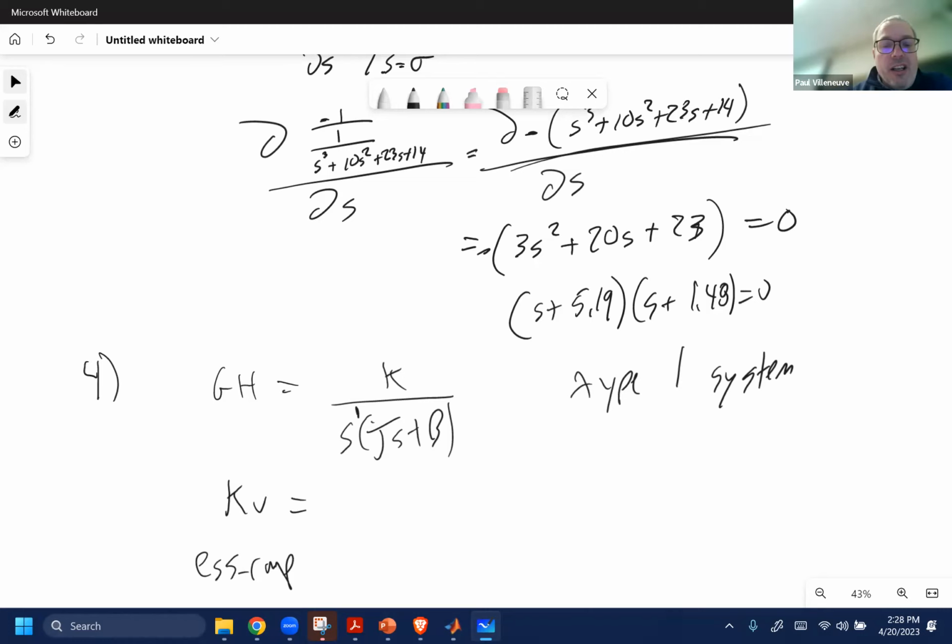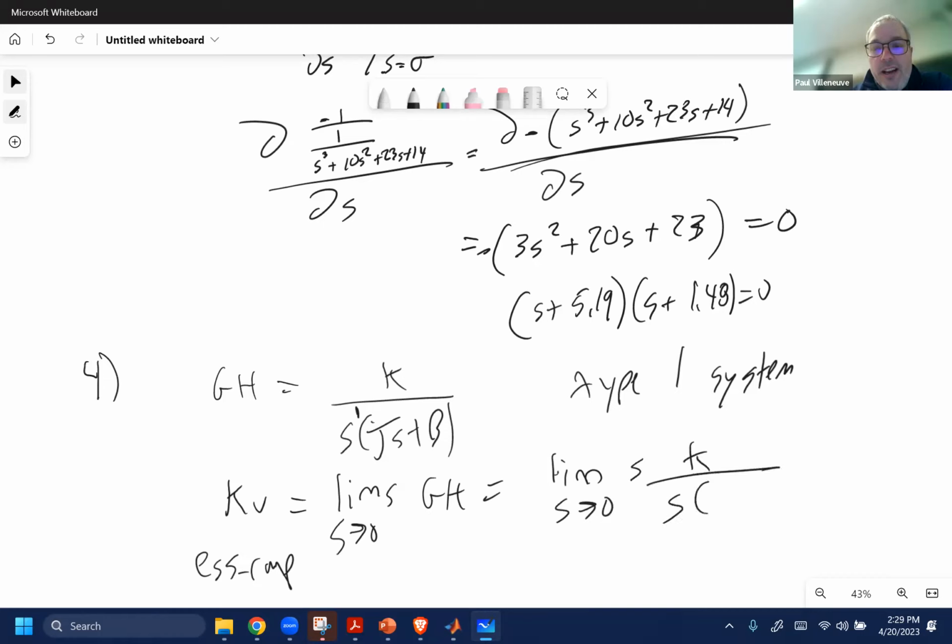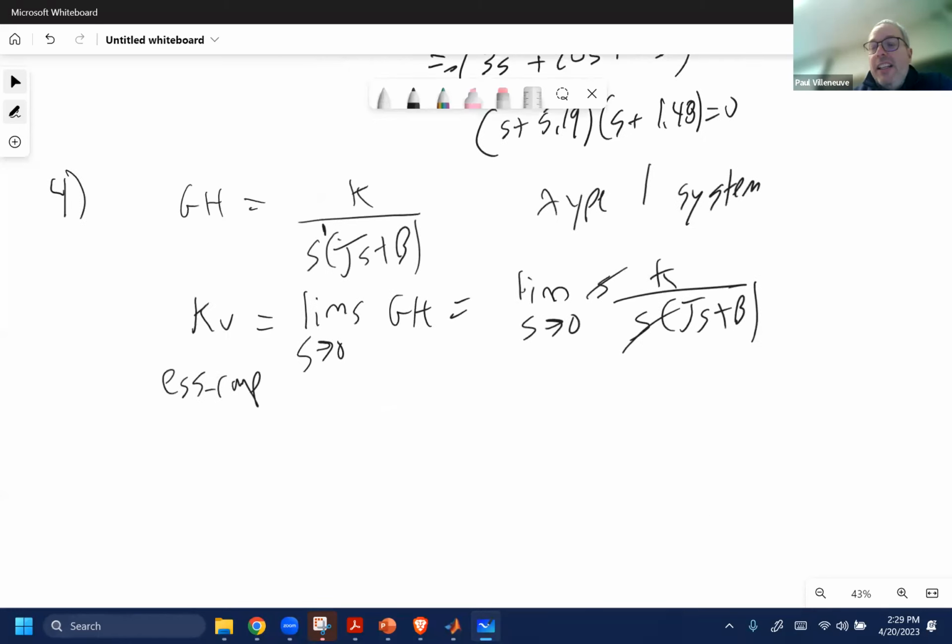Our velocity constant is the limit as S approaches 0 of S times GH, which is equal to the limit as S approaches 0 of S times K over S times (JS plus B). Cancel, cancel. Now I take the limit as S approaches 0, which makes the J term go away. That becomes K over B.